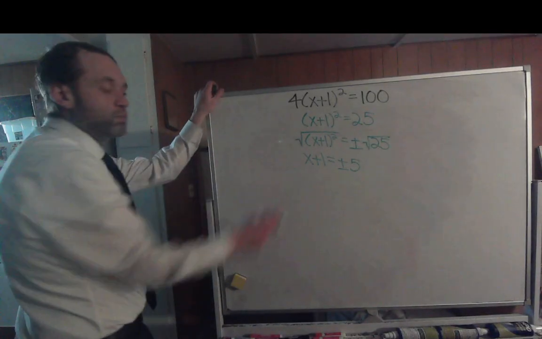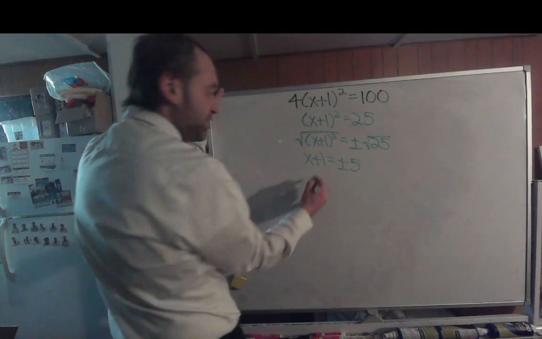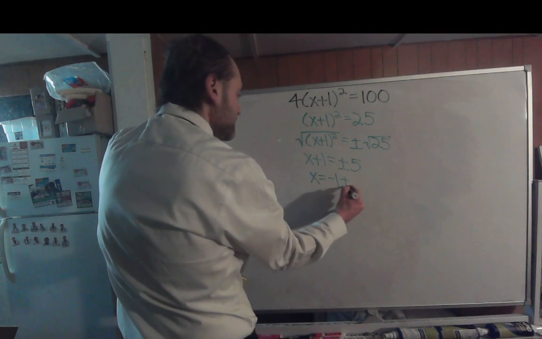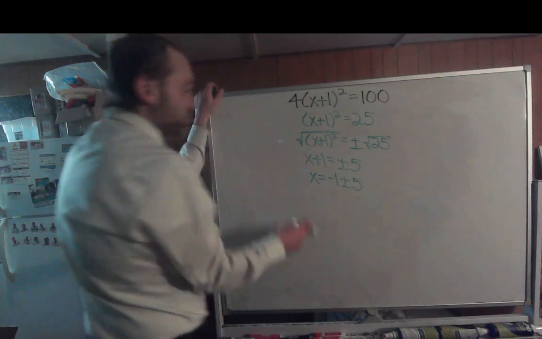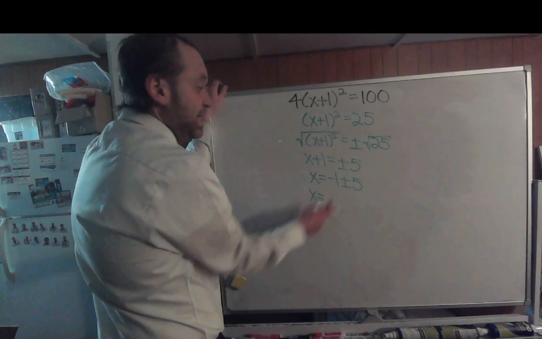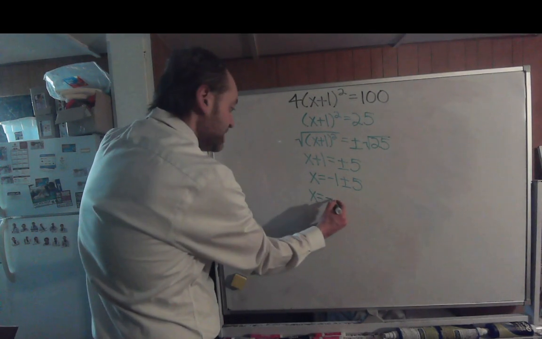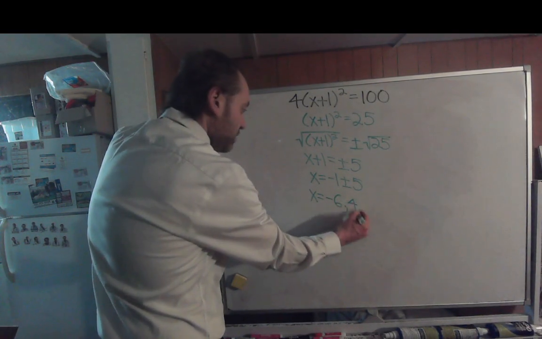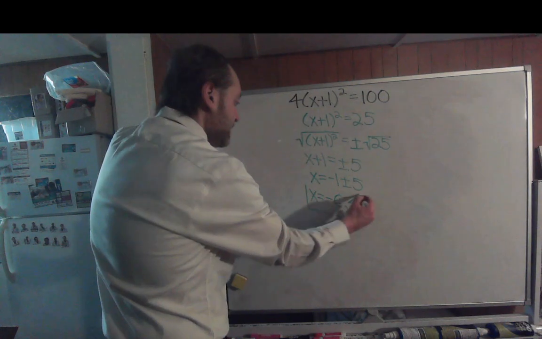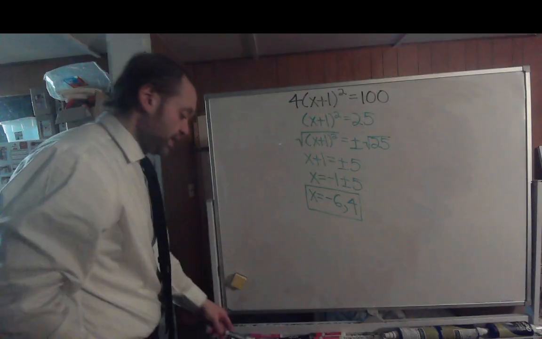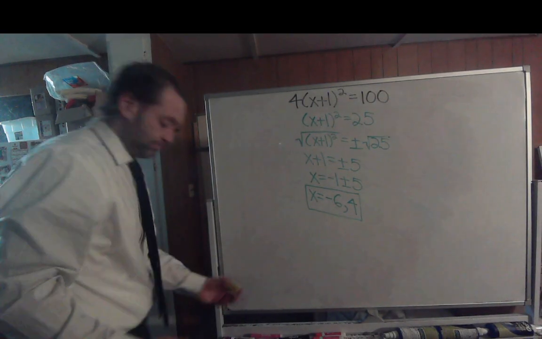So x plus 1 equals plus or minus 5, which means x equals negative 1 plus or minus 5, which means, again, we have two solutions. X would equal, let's see, negative 1 minus 5 is negative 6. Negative 1 plus 5 is positive 4. So x would equal both negative 6 and positive 4 as your solutions.